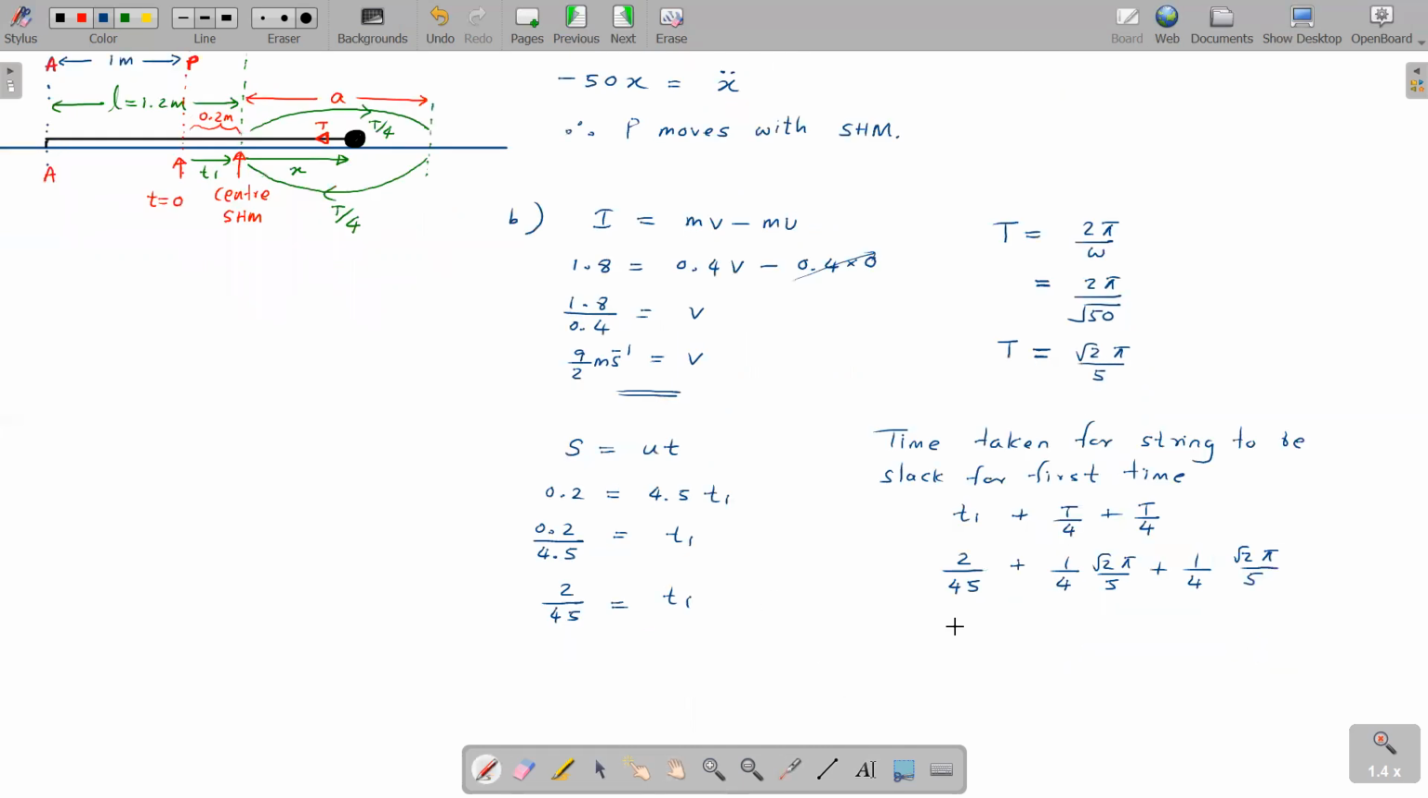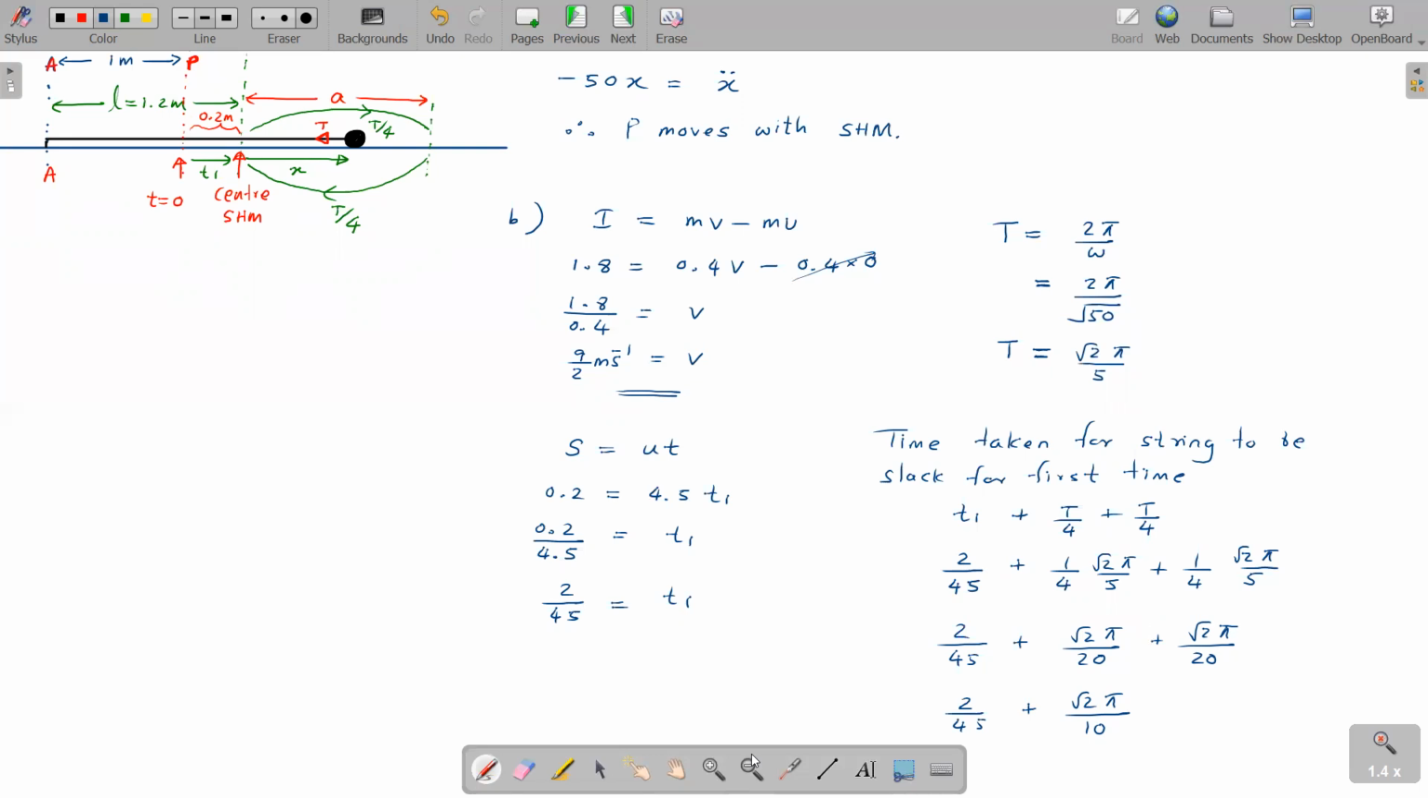So what do you get here? 2 over 45 plus root 2 pi over 20 plus root 2 pi over 20. When you add it, it's 2 over 45 plus root 2 over 20 plus root 2 over 20, which is 1 over 10. So when you add them together, it's root 2 pi over 10, because it's 2 root 2 pi over 20 when you add them, and 2 over 20 is 1 over 10. This is the exact answer, and you could type the whole thing in the calculator.